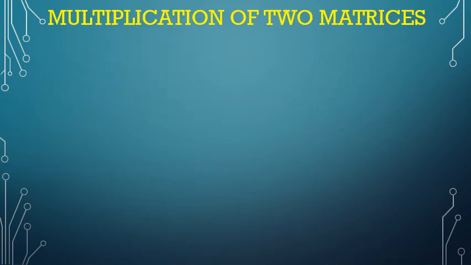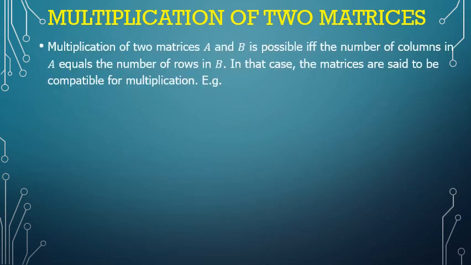Now matrix multiplication of two matrices is a bit different from scalar multiplication. Here we use the idea of dot product. Now there is a condition for multiplication of two matrices. The condition is that for two matrices A and B, multiplication is possible if and only if the number of columns in matrix A equals the number of rows in matrix B. In that case, the matrices are said to be compatible for multiplication.